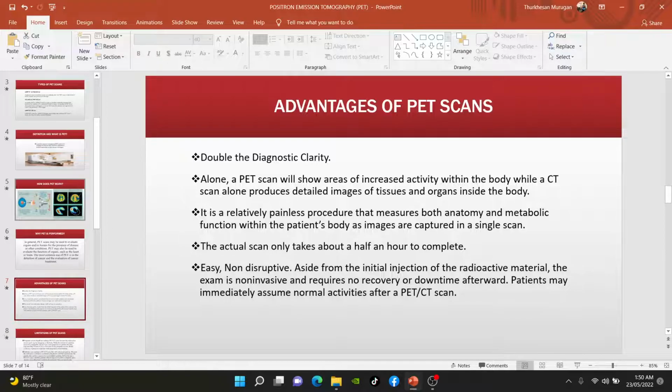The next advantage is that it is a relatively painless procedure that measures both anatomy and metabolic function within the patient's body, as images are captured in a single scan. The third advantage is that the actual scan only takes about half an hour to complete. The fourth and last advantage is that it is easy and not disruptive. Aside from the initial injection of the radioactive material, the exam is non-invasive and requires no recovery or downtime afterward. Patients may immediately resume normal activities after a PET scan.